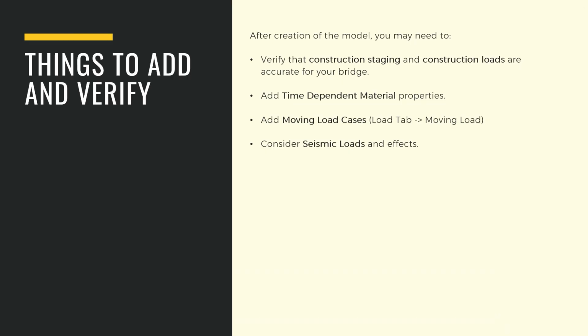After the creation of the model, you may need to first verify the construction staging and construction loads are correct, and do any changes if necessary. Next, you will also need to add your time-dependent material properties for creep and shrinkage. Next, you would also need to add your moving load cases. You can do this through the Load tab and clicking on Moving Load. And lastly, you should consider your seismic loads if applicable.